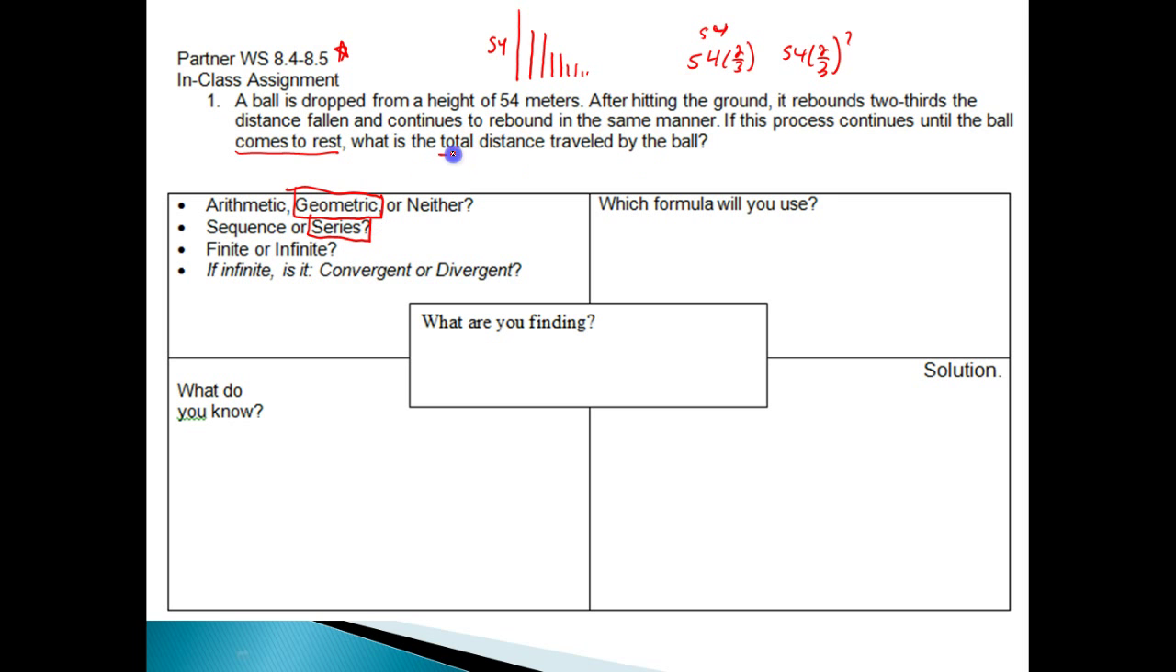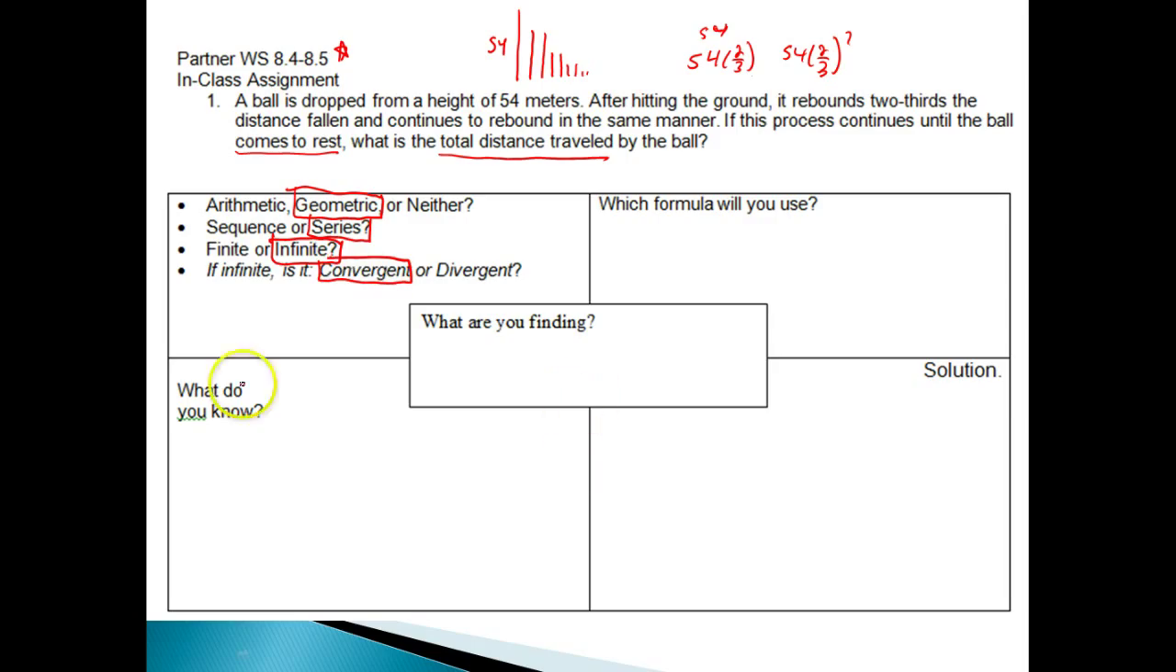I want to know the total distance traveled by the ball, which actually makes this problem a little bit complicated, because the first time I did this, I actually did it wrong. We'll talk about that in a second. And as we said, it's infinite. It's infinite because this bounce continues to happen 2/3, 2/3, 2/3, 2/3. It's never going to stop. And convergent or divergent? Well, we have a ratio that is less than 1, so we know that that's going to be convergent.